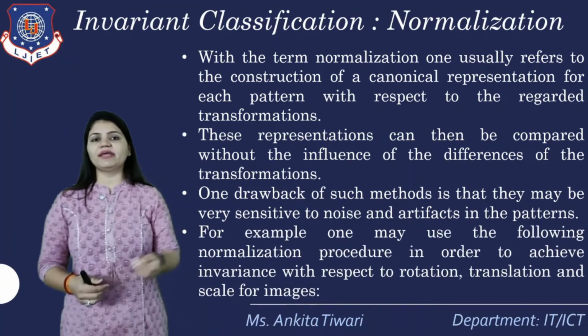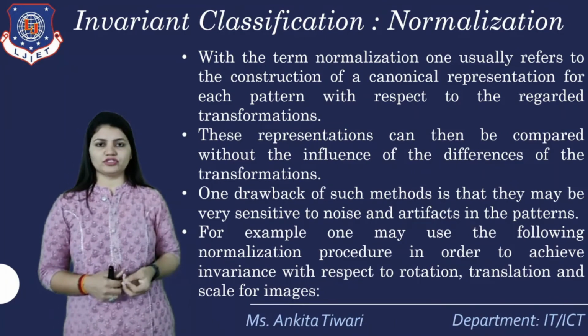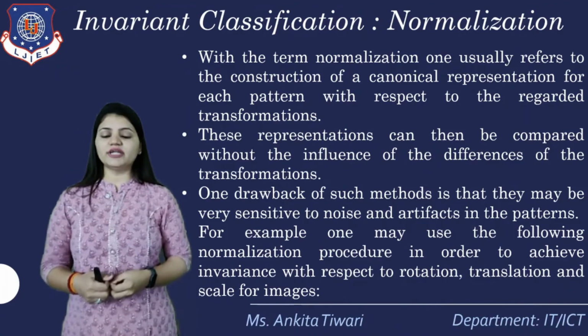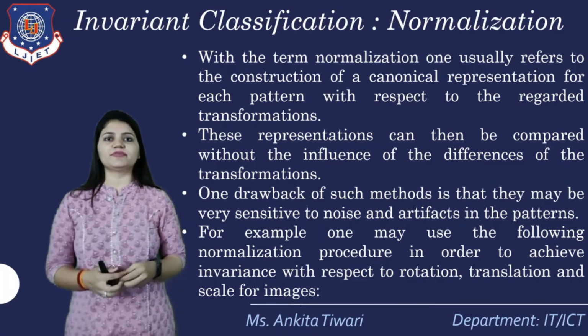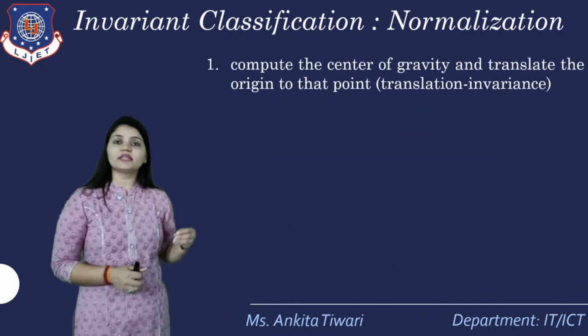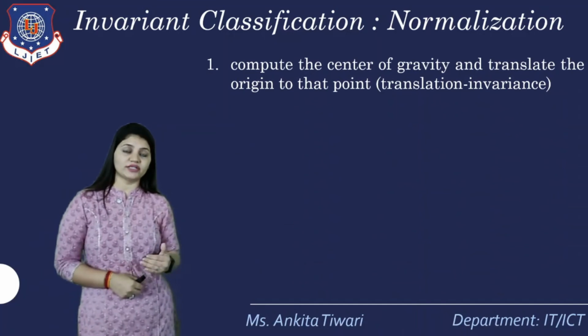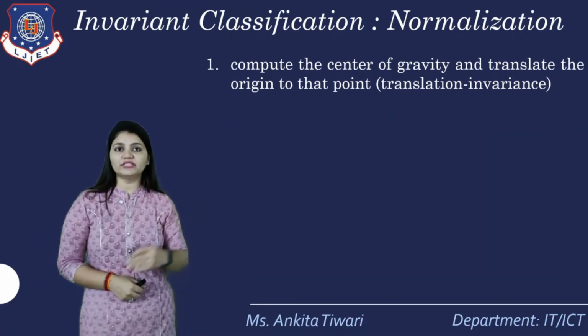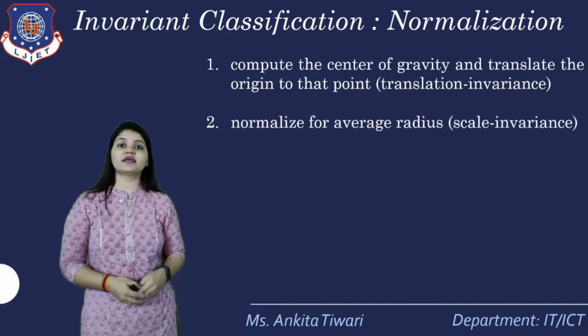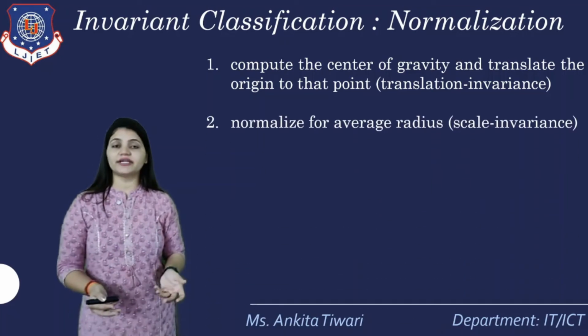So for example, one may use the following normalization procedure in order to achieve invariance with respect to rotation, translation and scale for the images. This is what invariant classification is. The different points to consider: compute the center of gravity and translate the origin to that point, that is translation invariance. Then normalize for the average, that is the radius.